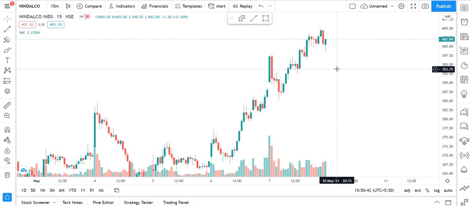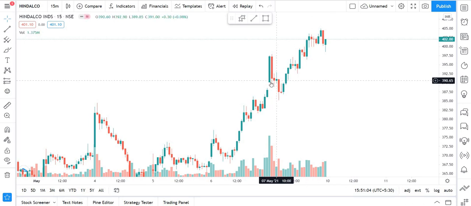intraday traders and scalpers, right? So for intraday traders, the most important time of the market is the opening. It is from 9:15 to about 9:45. The volatility in the market will be very high. The volumes will be very high. You'll see prices change every second, here and there.